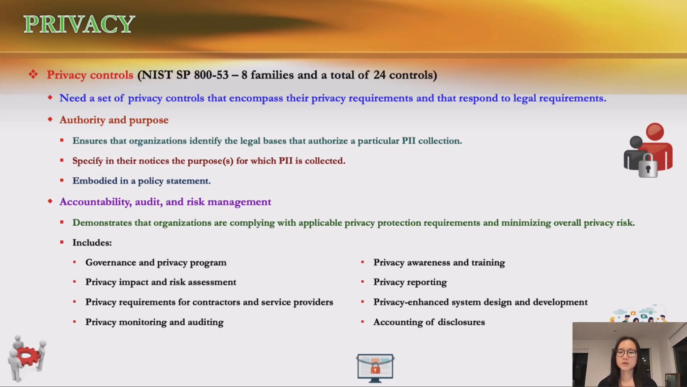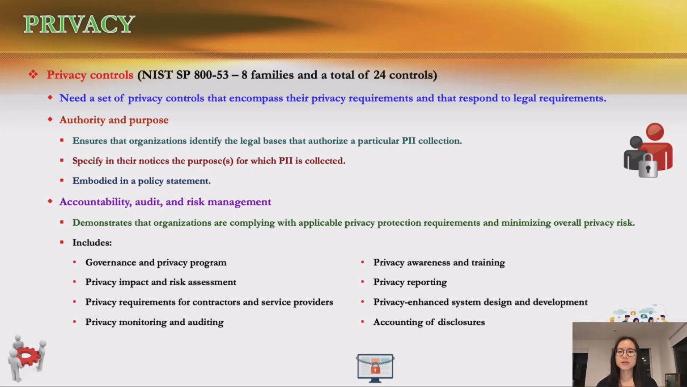This family of controls ensures that organizations identify the legal basis that authorizes particular personally identifiable information collection. It also ensures that organizations identify the legal basis for activities that impact privacy and specify the purpose for personally identifiable information collection. These controls would be embedded in a policy statement.